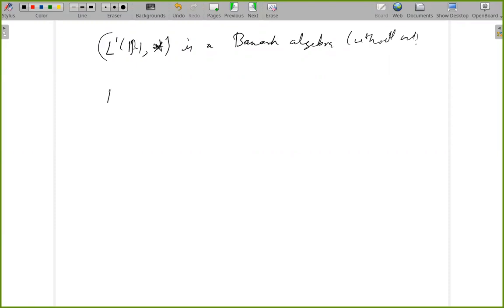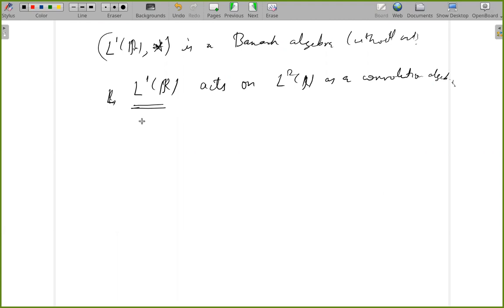Now I'll have to use some other notation. So L1R, just to repeat myself, acts on L2R as a convolution algebra. And here, I can build another C-star algebra. So it acts on L2. Now you're thinking of each element as LF. Now I look at the span of LF, the closure of the span of LF. So this is a C-star algebra. I'm just taking the norm closure of this in B of L2 of R. And again, in fact, it will not have a unit.